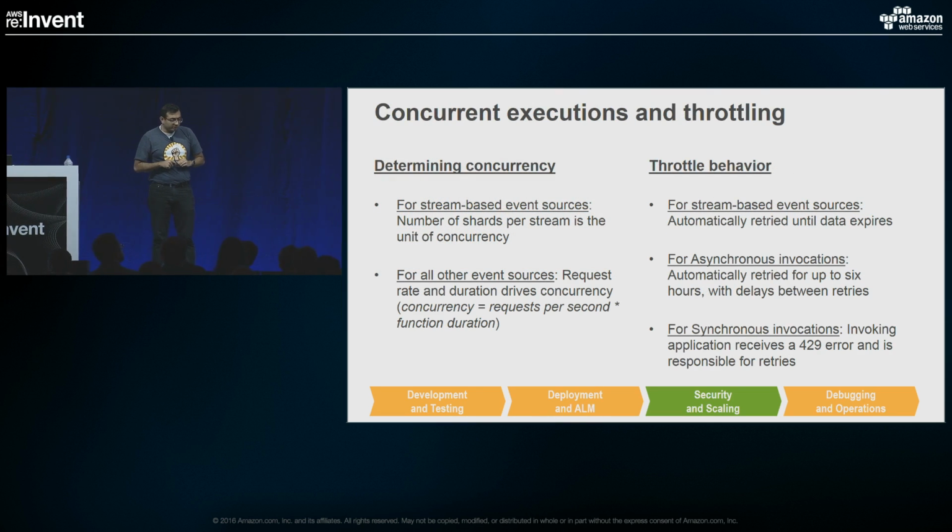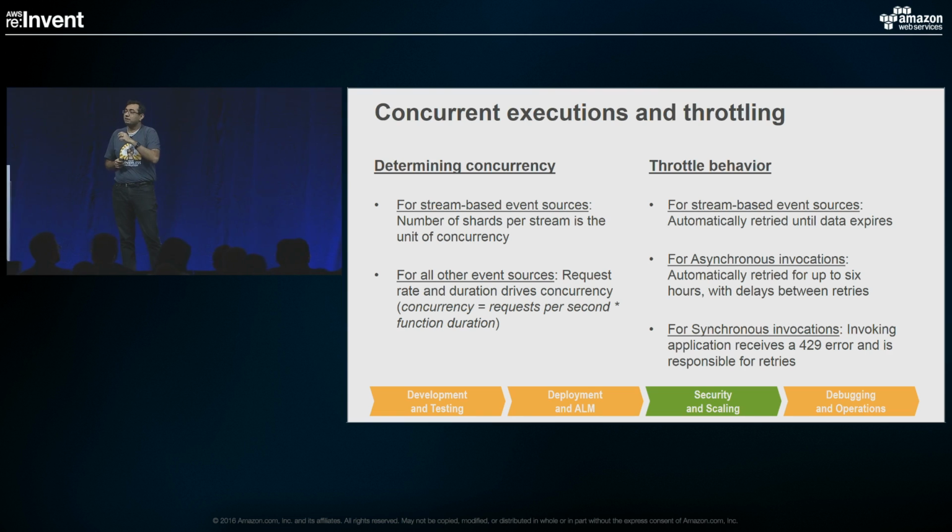The other thing to think about is throttling. So what is a concurrent execution and what is throttling? Concurrent executions are effectively how many parallel copies of Lambda are running right now. And that's what we throttle based on. So the way to think of it is, if I have X number of requests per second, and each request is taking Y seconds to execute, then on average, at a given point in time, I have X times Y functions running on my code.